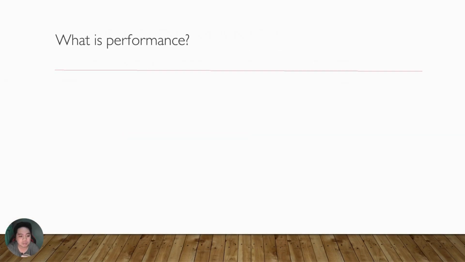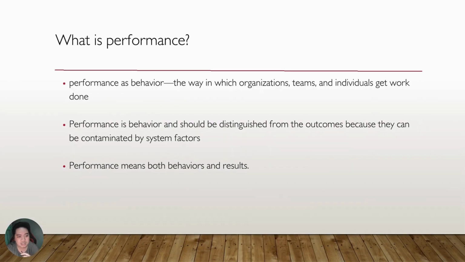What do you mean by performance? Performance is a behavior, the way in which organizations, teams, and individuals get work done. Another definition is that it is a behavior and should be distinguished from the outcomes because they can be contaminated by system factors. And another definition is performance means both behaviors and results.